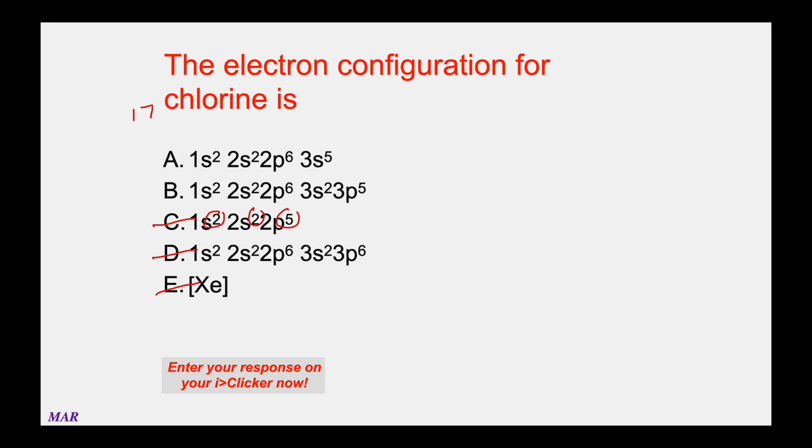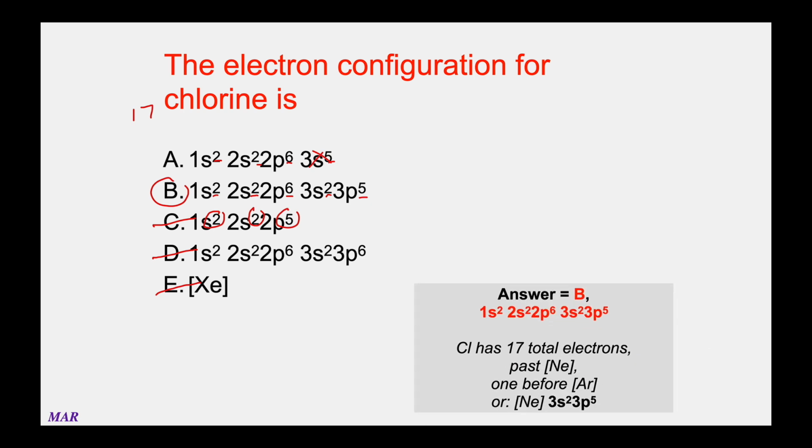The last ones, if you look at them carefully, only the B has the right number of electrons, all right? It has 2 plus 2 plus 6, that's 10, plus 2 plus 5, that would be 17. The top one has 2 plus 2 plus 6, 10 plus 5, that would be 15. Also 3s can't have more than that, so that one's out. The answer here is going to be B. Make sure that you follow electron filling orders, 1s2, 2s2, 2p6, 3s2, and then the remaining 5 electrons go into the 3p. Answer B would be correct.